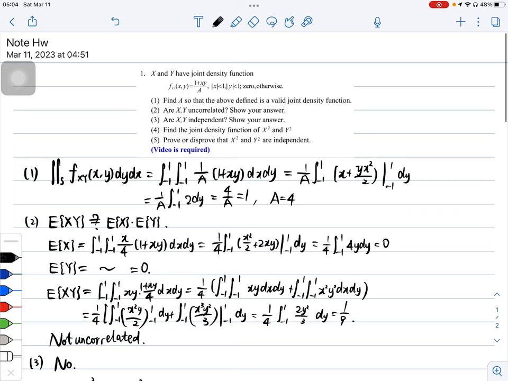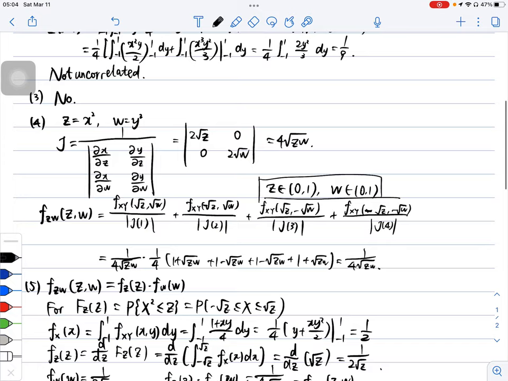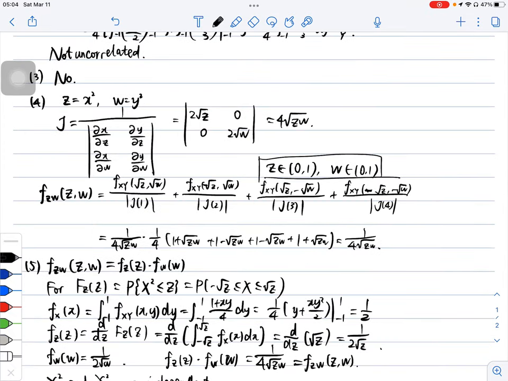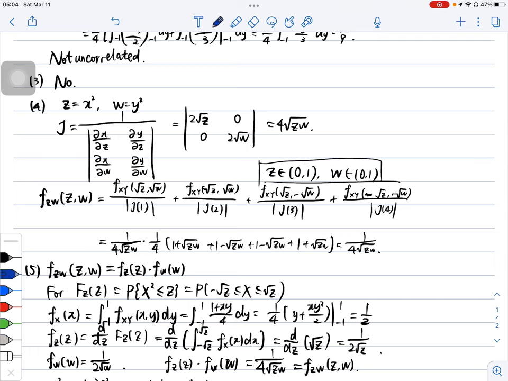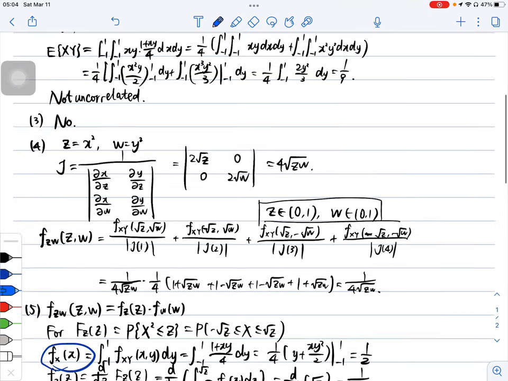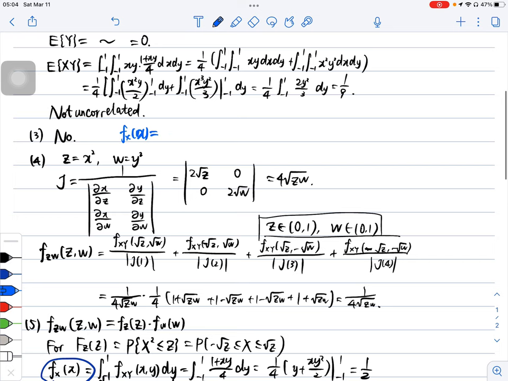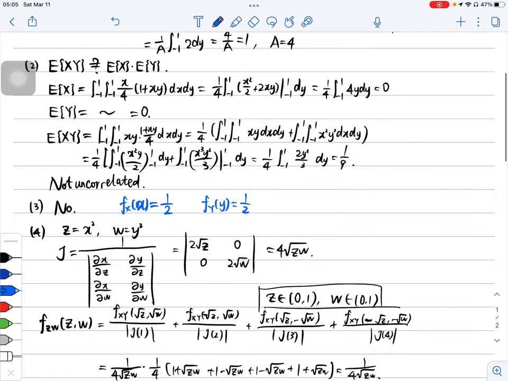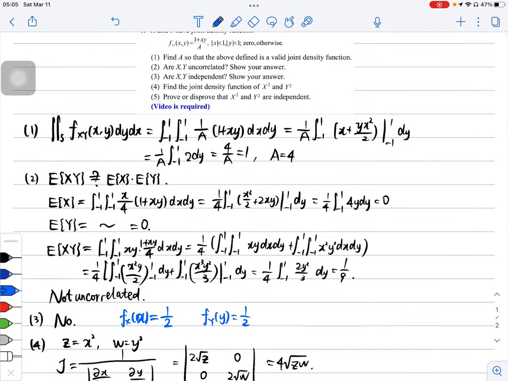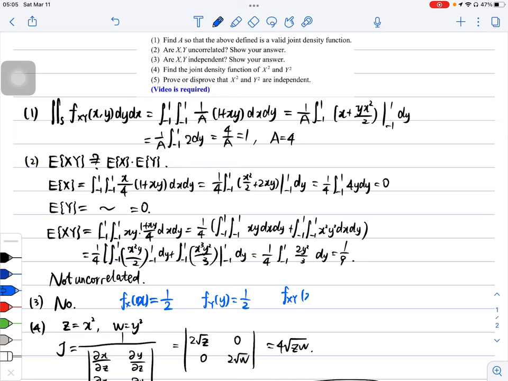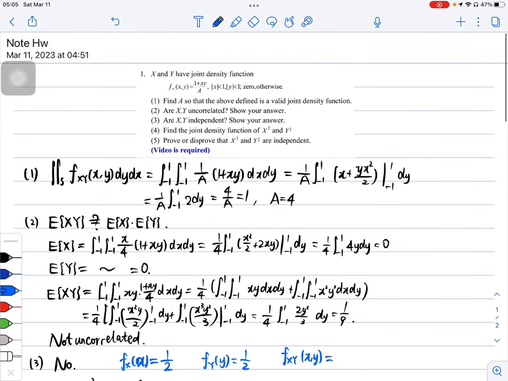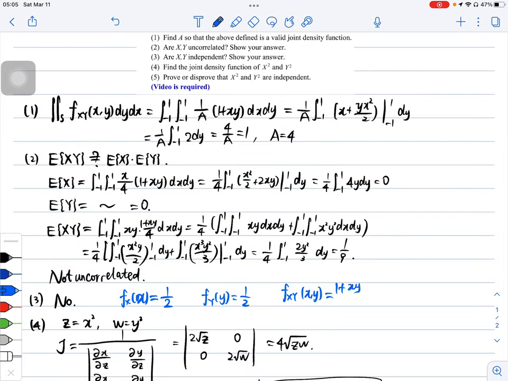Okay, and I want to add something about part 3. Are x and y independent? My answer is no. We may just use this conclusion, and we know that fx is 1 over 2, and fy is also 1 over 2. However, we have known that fxy is 1 plus xy over 4.